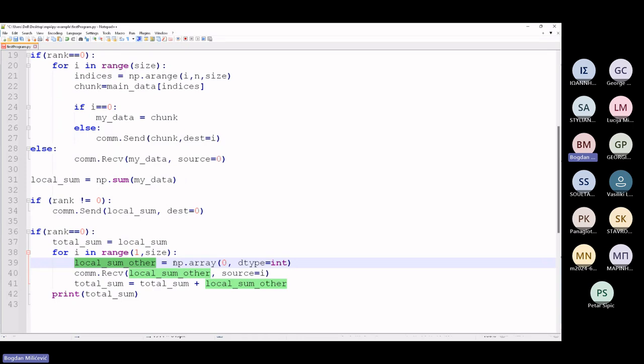The other thing that I should note here is that this, maybe it seems a little bit weird, but this is a 0-dimensional array. In a NumPy array, if you specify something like this, 0, without brackets or anything, then this is a 0-dimensional array where you can put a single element. Okay, and this will be the local sum from other processes that we receive. Who is the source? The ith process, process number 1, process number 2, and so on until the number of processes. Each time we receive their local sum, we add that local sum to the total sum.